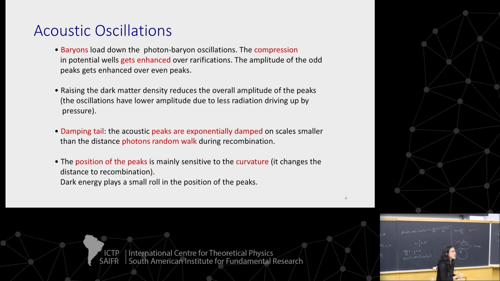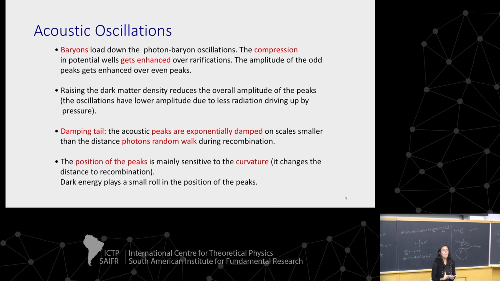Now, how can we use the information that we learned from the CMB power spectrum to understand the composition of the universe? Okay, we know the physics, so let's think together. What happens when we have more or less baryons, for example? Okay, so what will happen is that baryons will slow down the baryon-photon oscillations, okay? So if we have more baryons, the compression will get enhanced over the rarefactions, okay? More baryons trying to go into the potential wells. And the amplitude of the odd peaks will get enhanced over the even peaks. The odd peaks are the ones that correspond to compression modes. So more baryons will enhance the compression modes, which are the odd peaks, okay?